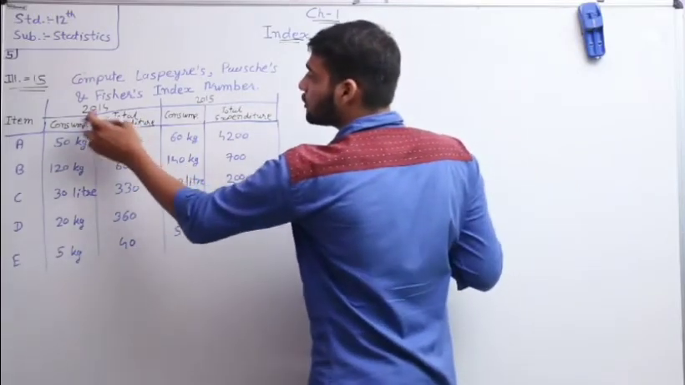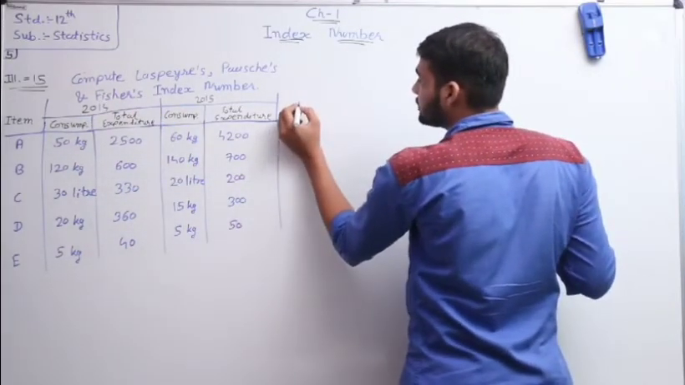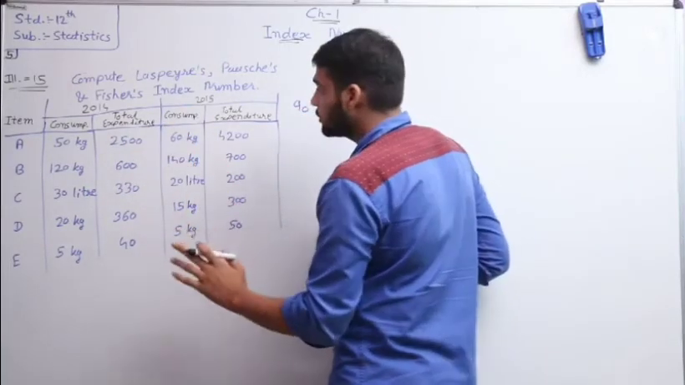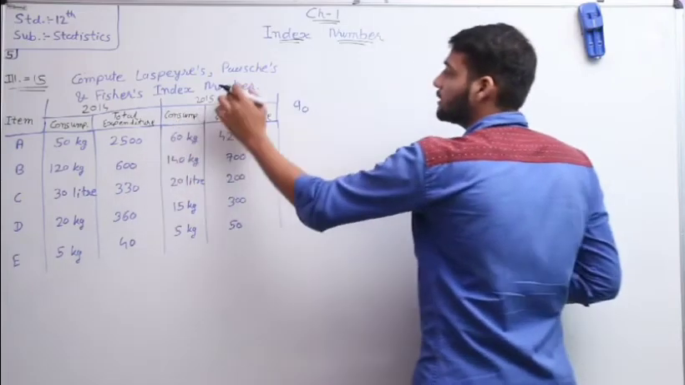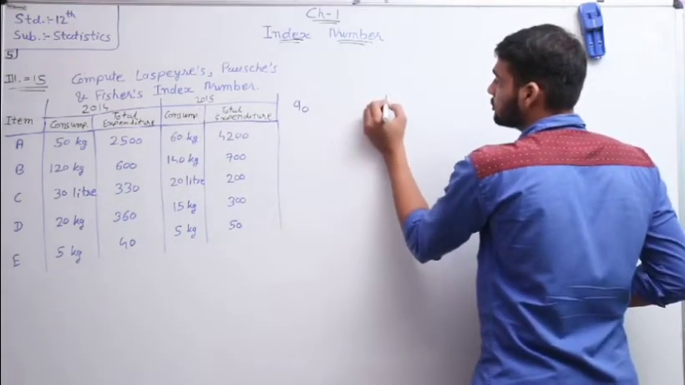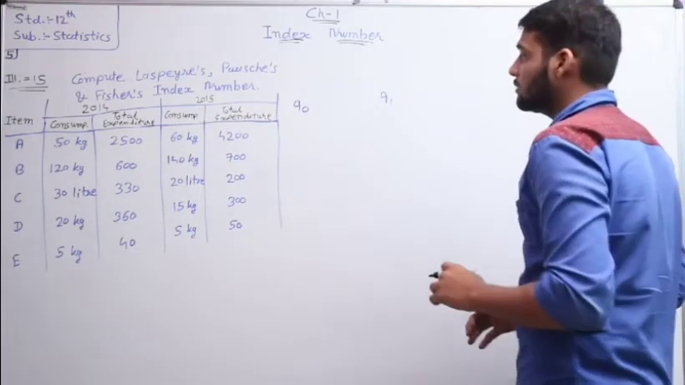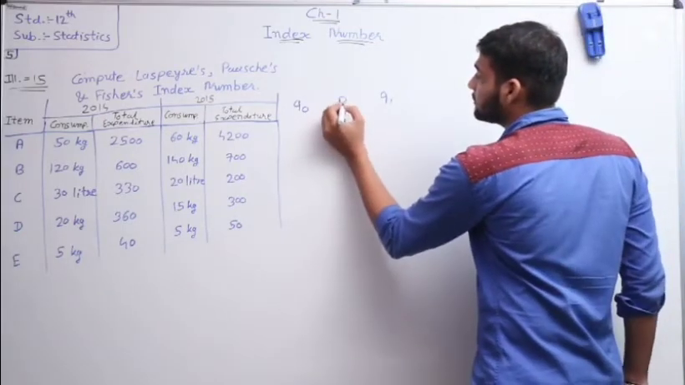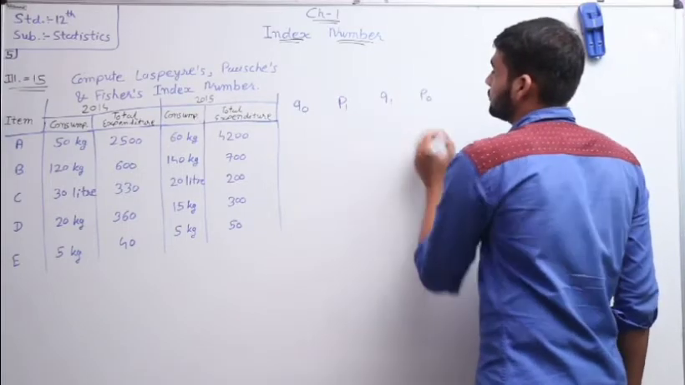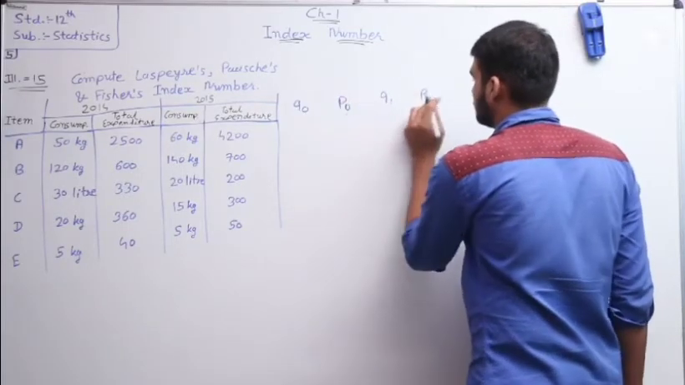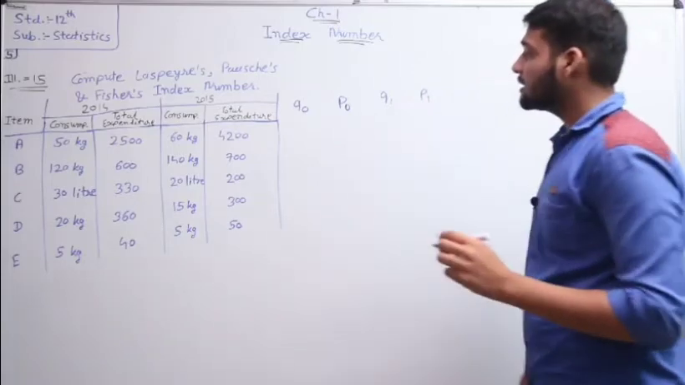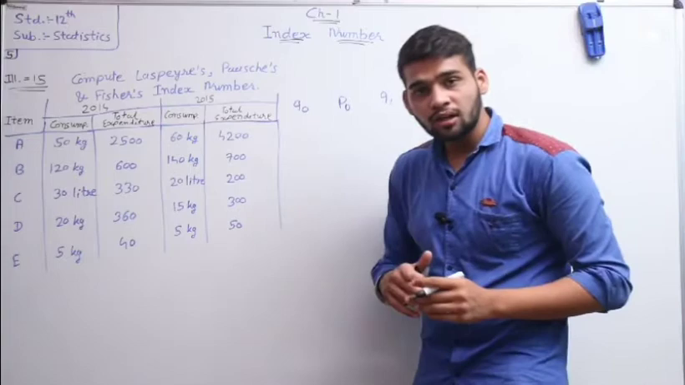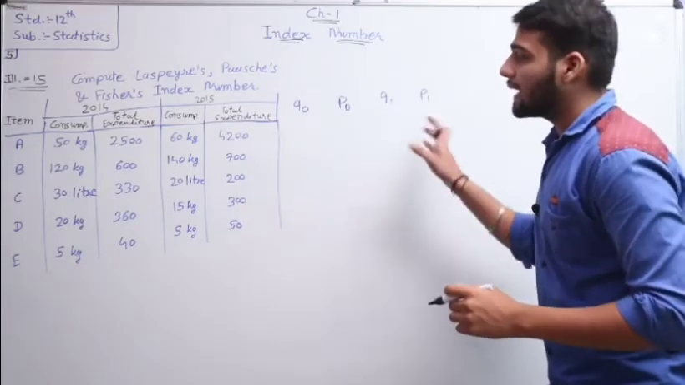So quantity for the year 2014 is denoted by Q0. Then total expenditure, we don't know. Then again quantity for the year 2015, so Q1. Now which two columns are missing? P0 and P1. Okay, so now in this sum we find the price column. In the previous sum we found the quantity column, but in this sum we find the price column.